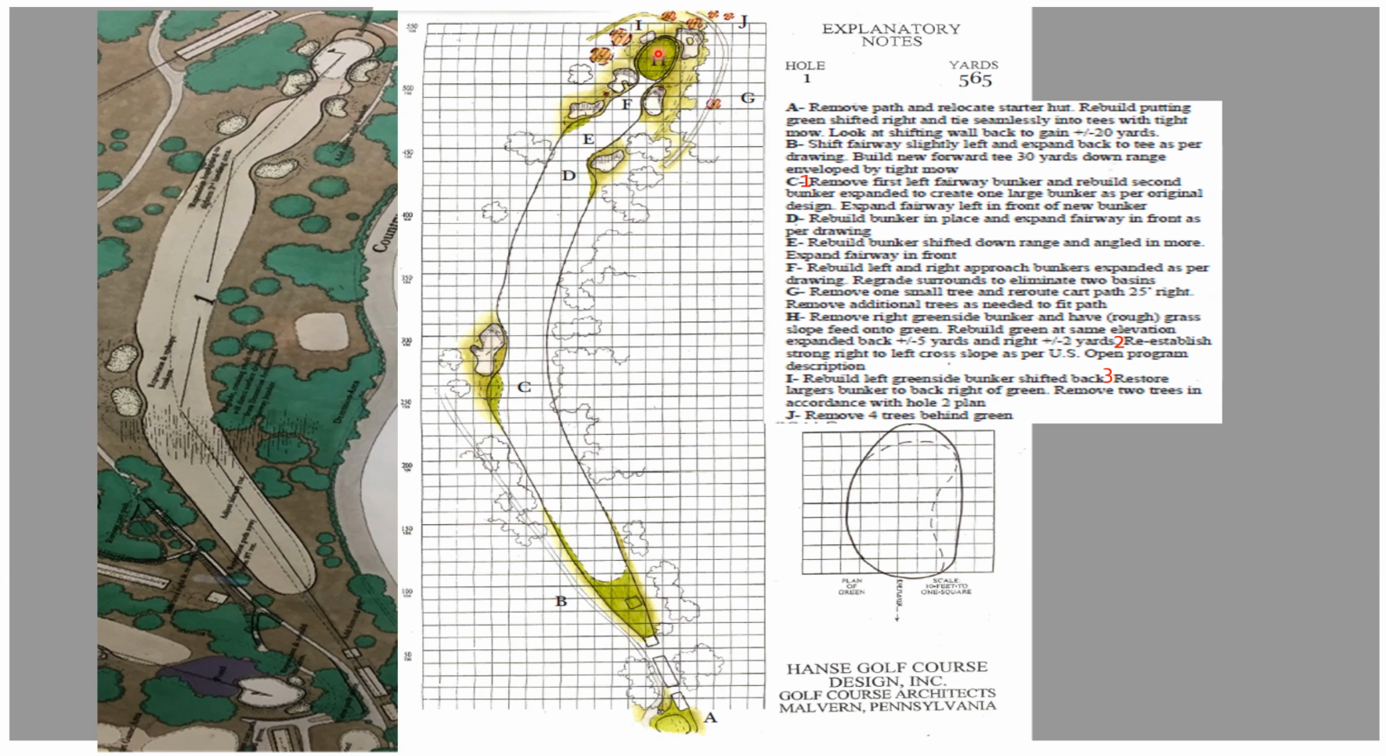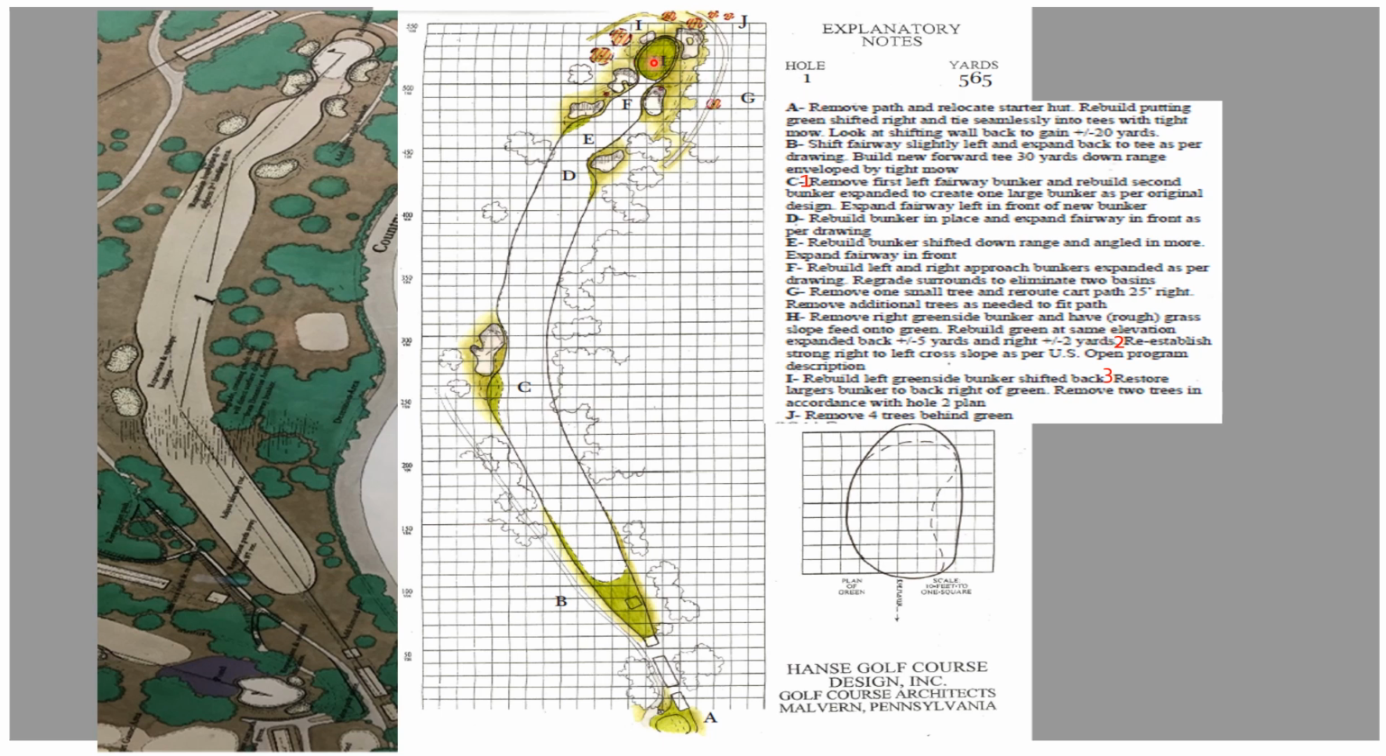So this green is coming over a little bit and back a little bit. Not a ton, but a little bit. And then this bunker is going away because it's not original. And in order to increase the area here between the green edge and the cart path, this cart path's getting moved over. So the tree coming out here and some trees here, really between the green and the tee, are being removed. And then H, remove right green side bunker and have rough grass slope under the green. So the amount of rough here is kind of increasing.